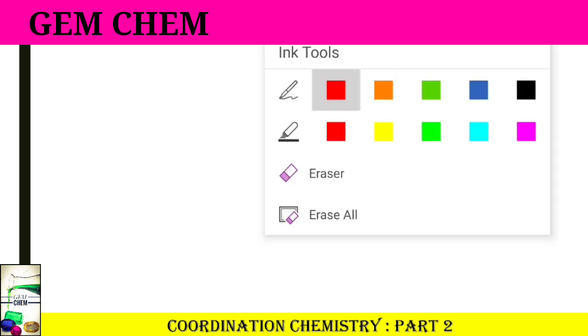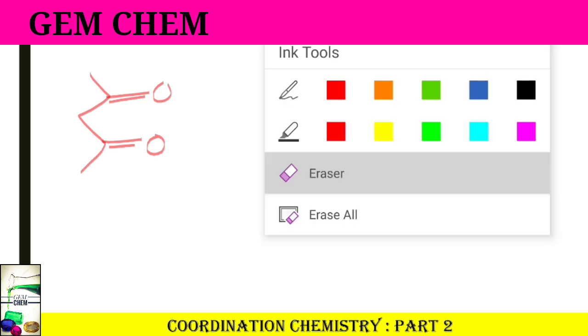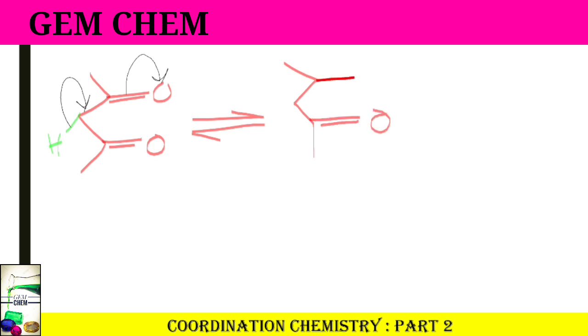Today we will see acetyl acetone. It looks somewhat like this. Here we have C double bond O and here we have C double bond O. This carbon contains hydrogen. One of the hydrogens is given up and this oxygen opens up. Finally we get acetyl acetonate. This is the enol form of acetone. We have a double bond here, and this one opens up as O minus, with a double bond here, and the metal binds with this oxygen.